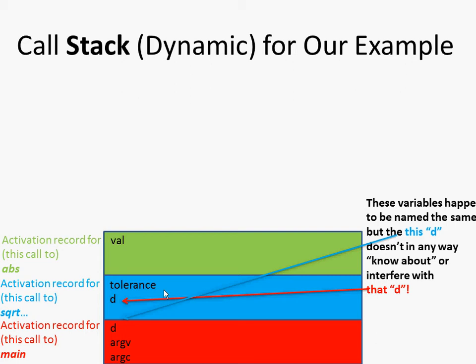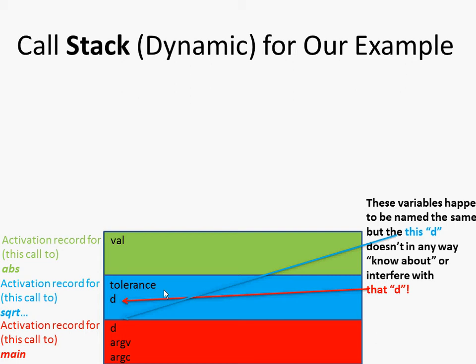People want more explanation of that. So just like assigning tolerance to zero here doesn't affect the value, you know, this variable d that was the source of the value of tolerance originally. Assigning p to be null here in no way affects this value of b.